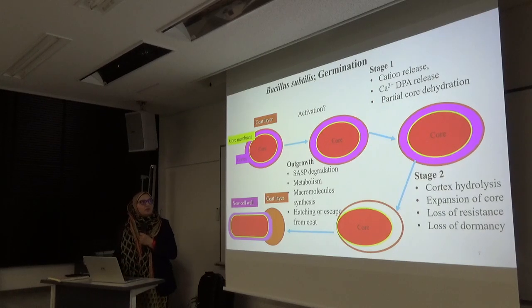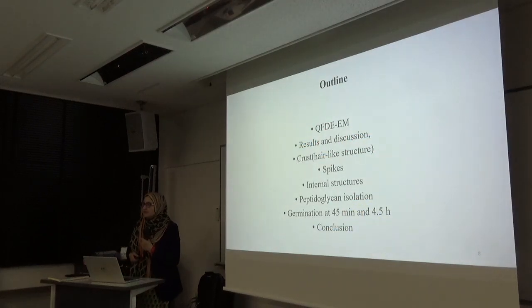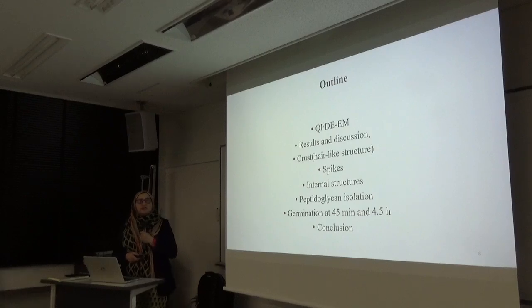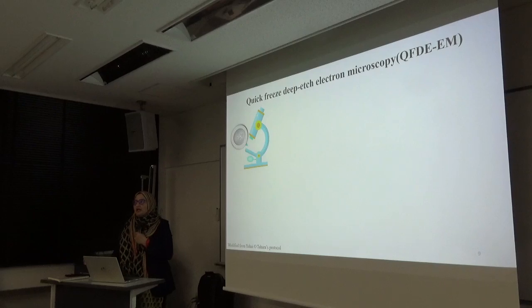So this is the whole mechanism of germination. For the purpose of visualization of sporulation and germination, I used quick-freeze deep-etch electron microscopy. So what is quick-freeze deep-etch electron microscopy? This is a very unique technique, where first I make my condition, optimize my condition, and then I visualize under the optical microscope.